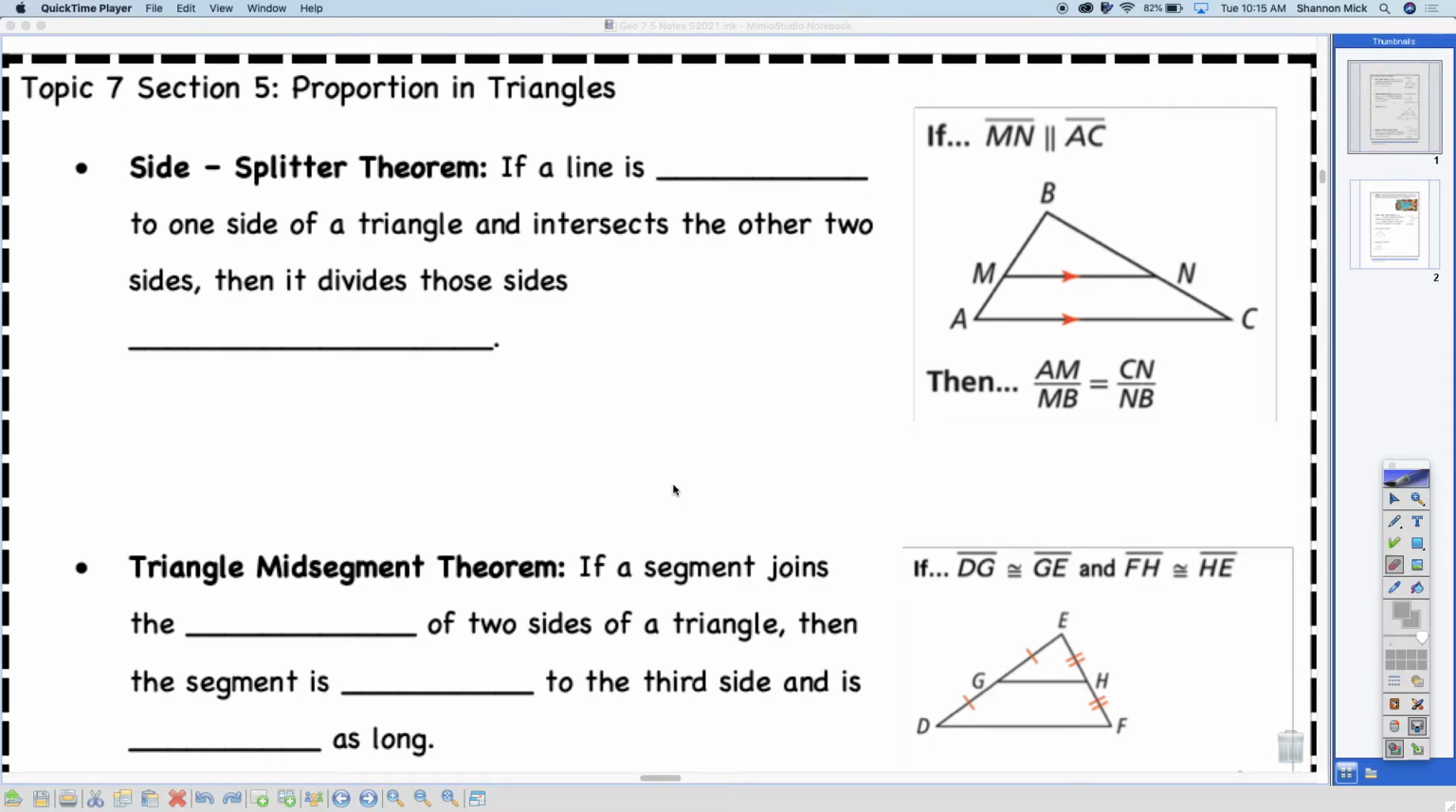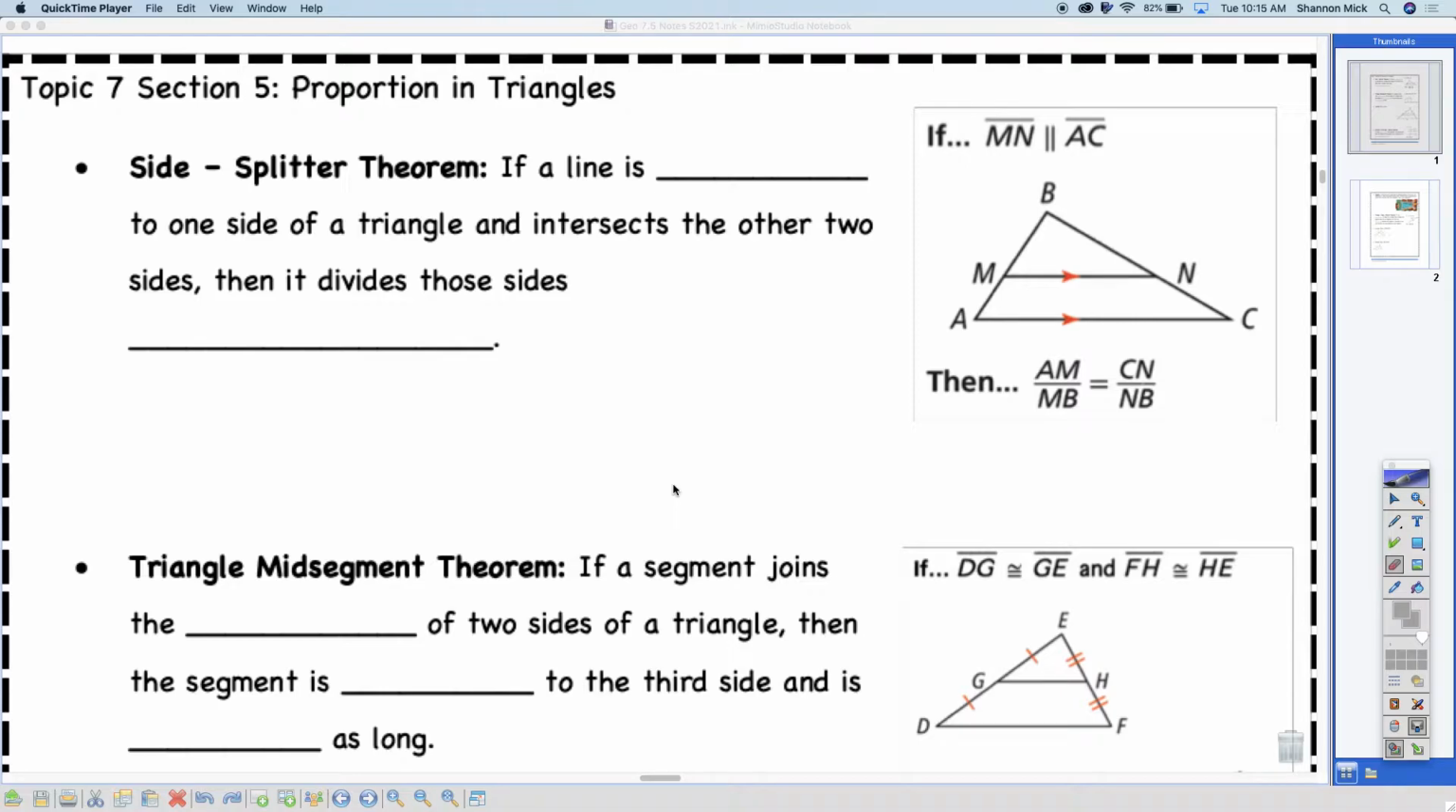Our last section before our test. Everything we've done is proportions, correct? Yeah. Everything we've done is proportions. Guess what? We're still doing proportions. I'm going to just show you some more things that are proportional and how we can use them.